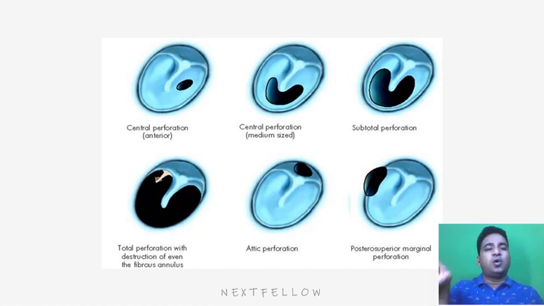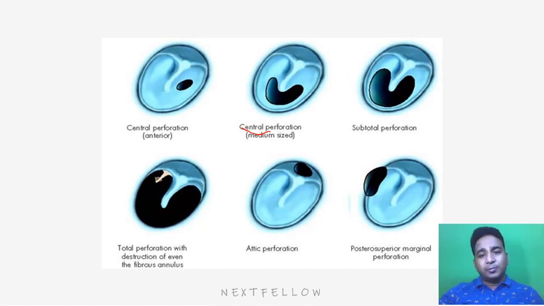So pars tensa is all around the perforation. So this is my central perforation. Again, this is my central perforation, all around surrounded by the margins of the pars tensa, and it is of medium size. The first one is an anterior central perforation.